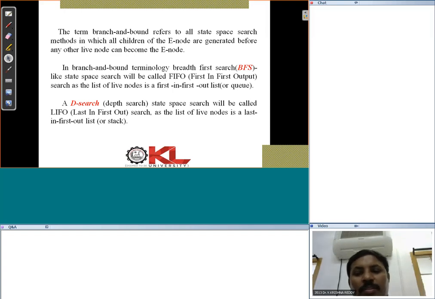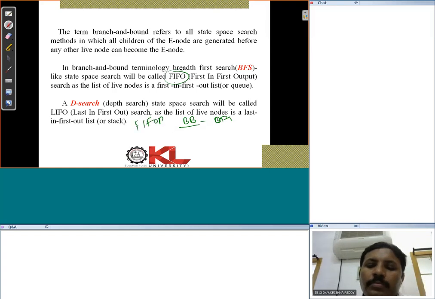Any doubt, please. Branch and bound is similar to BFS for only one technique, that is called FIFO. This slide indicates that branch and bound is nothing but BFS. There is only one technique, called FIFO BB. It is similar to BFS.